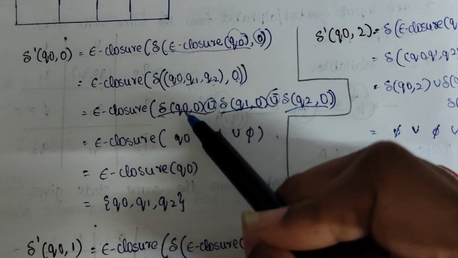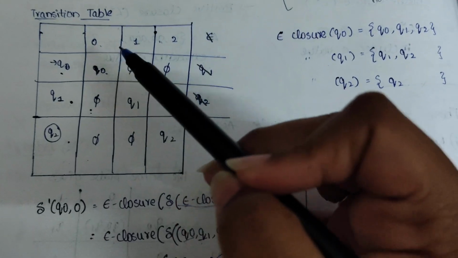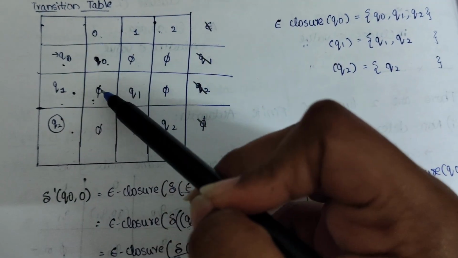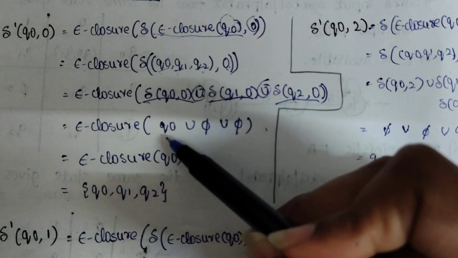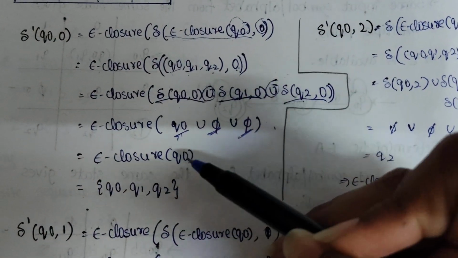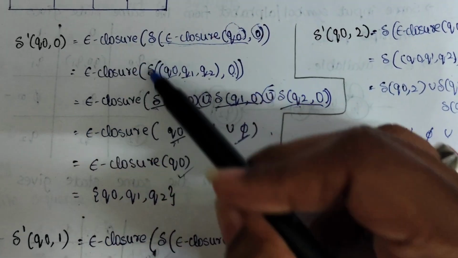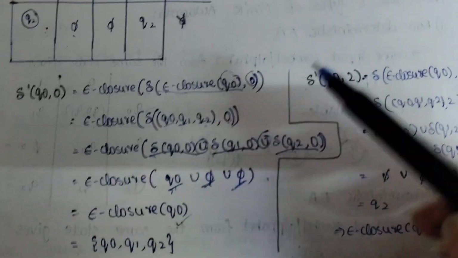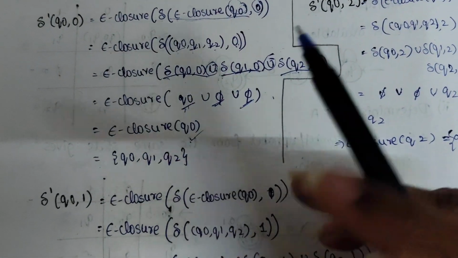Now what is δ of (Q0, 0)? Q0 on 0 gives Q0, Q1 on 0 gives φ, Q2 on 0 gives φ. So we will be having Q0 union φ union φ, which is nothing but Q0 only. So the final output is ε-closure of Q0, which is nothing but Q0, Q1, Q2. So the answer is Q0, Q1, Q2.